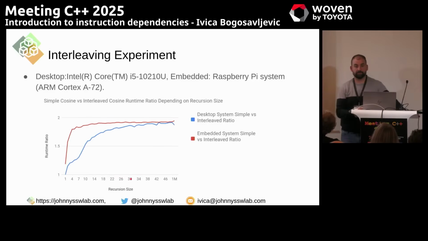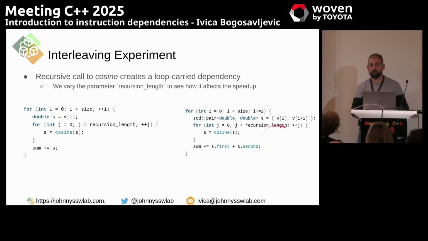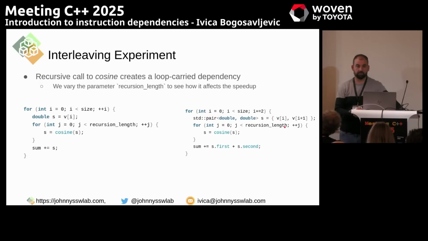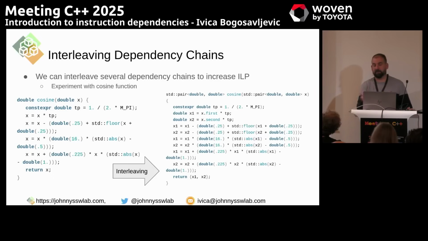Yes? Was there a reason you wrote it to pass a pair? Because the values of the pairs are independent of each other, right? Yes, they are independent. You can just call the normal function. You can do that also. I liked it this way better.